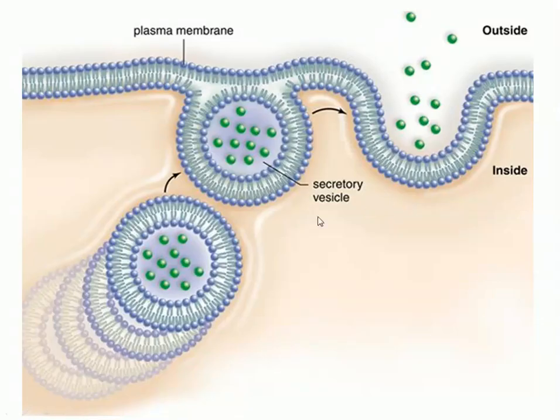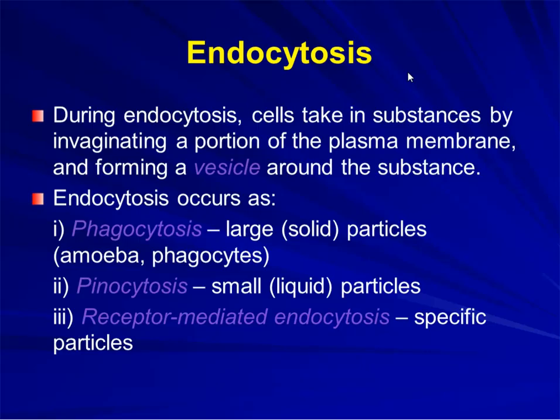As you can see in this figure, the substances are enclosed in a vesicle. This vesicle moves towards the plasma membrane, and the vesicle will fuse with the plasma membrane to release the substances out of the cell. This is called exocytosis. While for endocytosis, endo means enter, cyto means cell. So it enters into the cell. We call this endocytosis. So simply, endocytosis is the cell taking up particles into the cytoplasm.